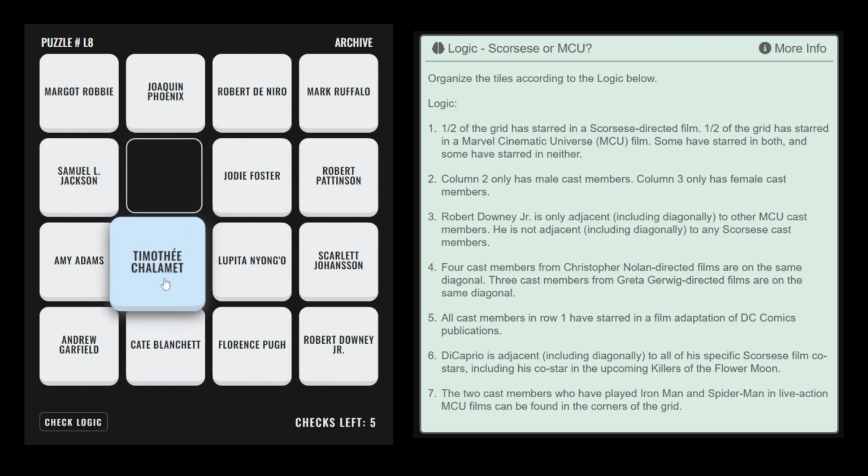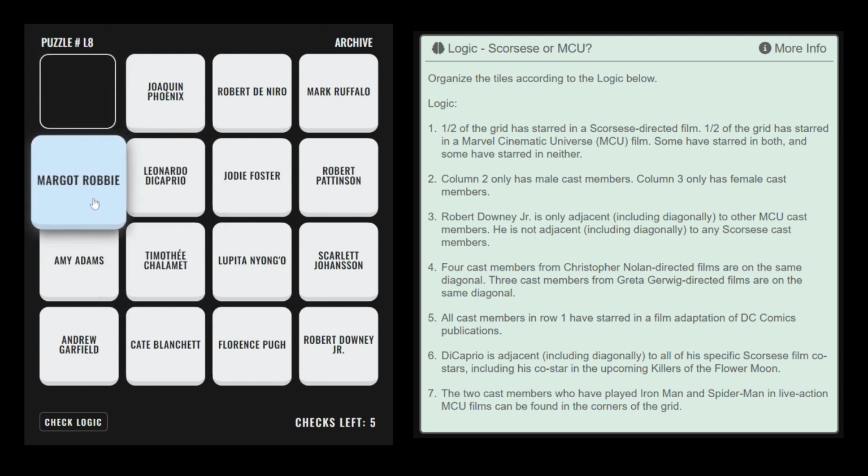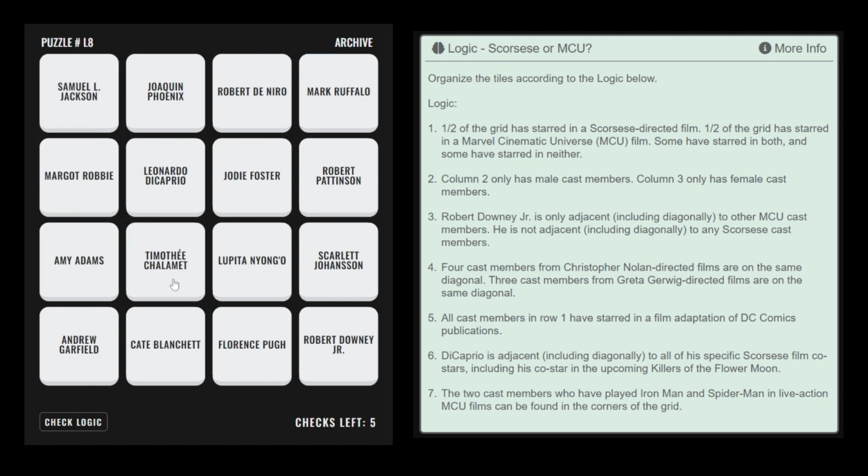Timothée Chalamet must go in column 2 of the diagonal to follow rule number 2, and so Margot Robbie must go in this final position on the Greta Gerwig diagonal. To complete the 4-square Christopher Nolan diagonal, we have RDJ from Oppenheimer, and then Scarlett Johansson from The Prestige must go here. Since Florence Pugh and Timothée Chalamet are already placed, the only 2 remaining cast members who have starred in a Christopher Nolan film are Leonardo DiCaprio from Inception and Robert Pattinson from Tenet.